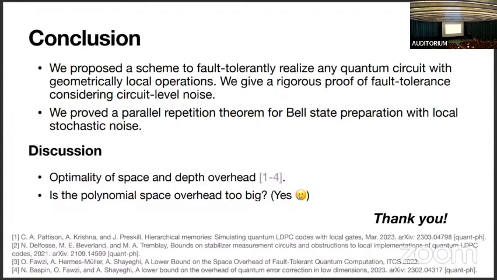Sorry, I have a question. In your construction, is there any possibility to reduce the space overhead more by increasing the time overhead? Like for instance, sequentially using some qubits. Do you think polynomial space overhead is inevitable in your approach, or can you still decrease the space overhead a bit and then increase the time overhead? So yeah, yesterday's talks were minimizing space but increasing depth. Ours was the other way.